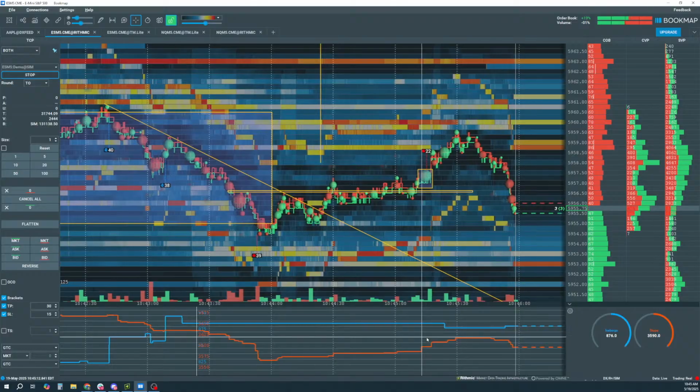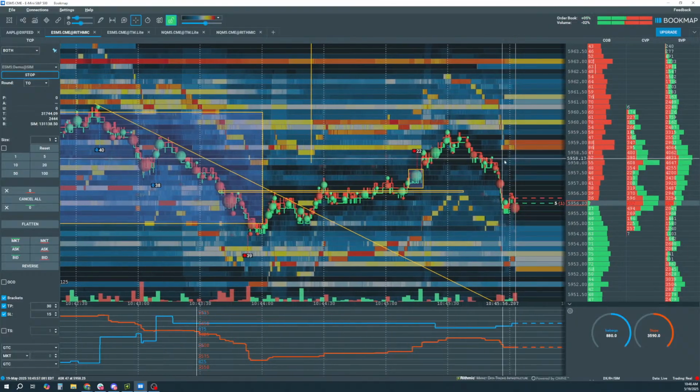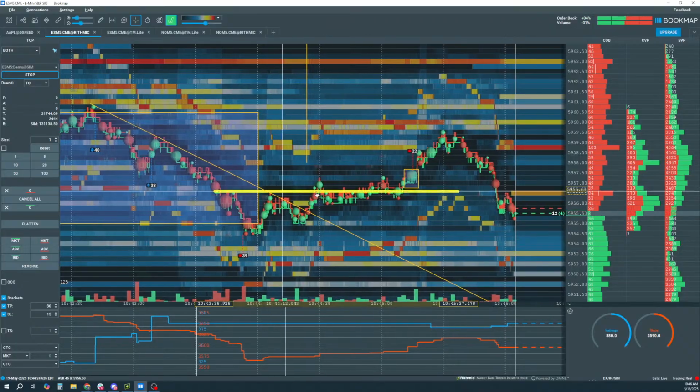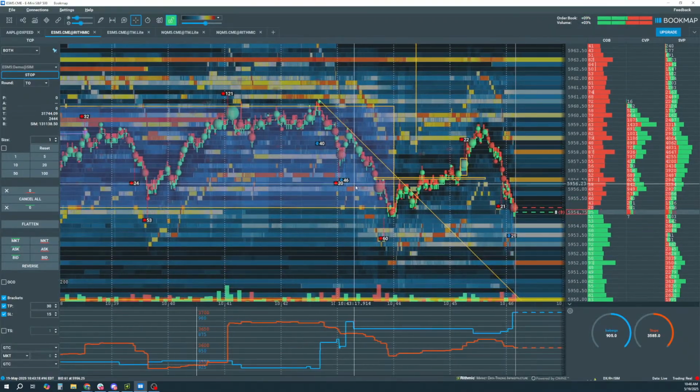Now, this kind of worked out. At least it came back into the range, and now you can see it's failing. Okay, but why is this? I mean, we didn't have such a good setup here.